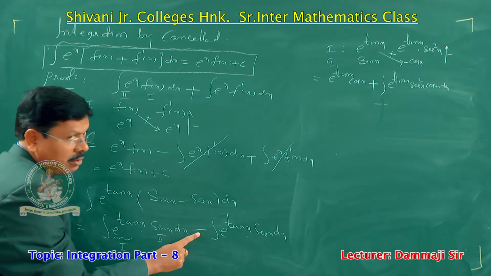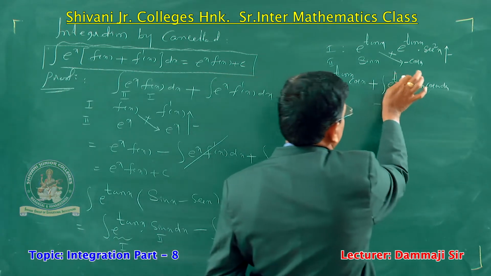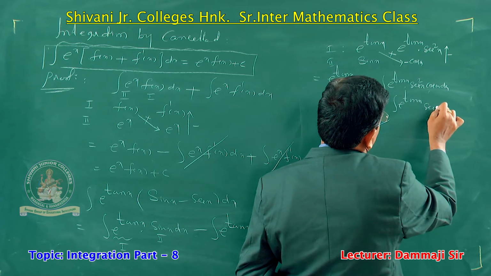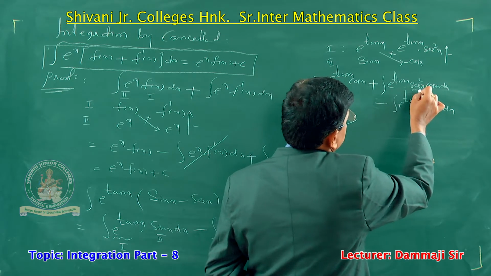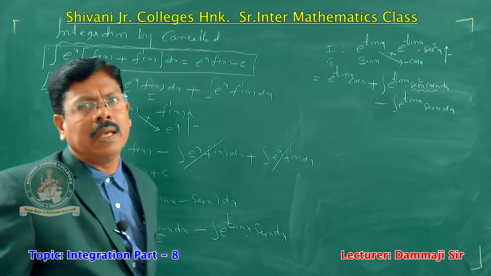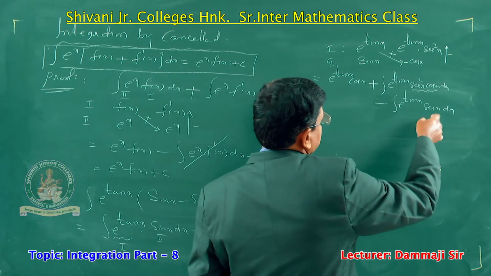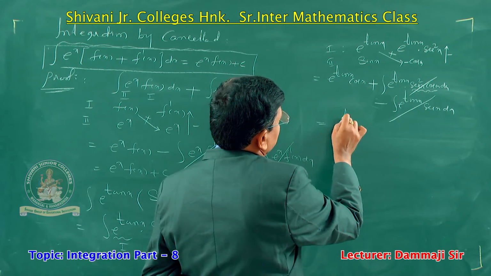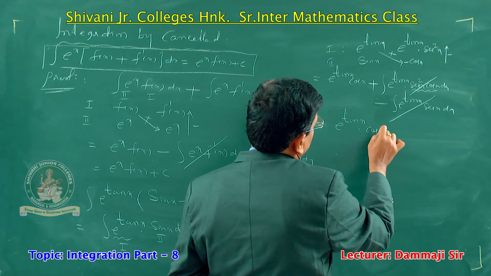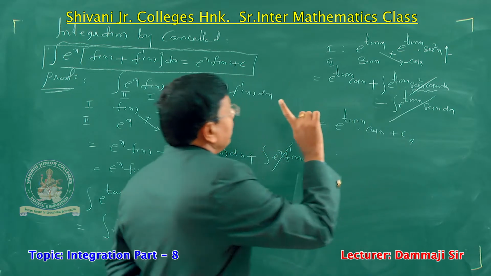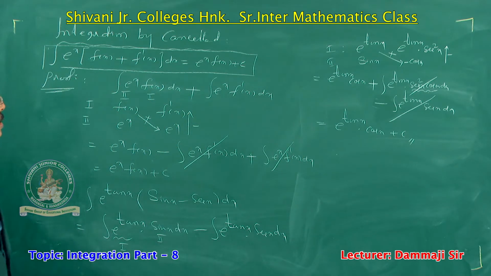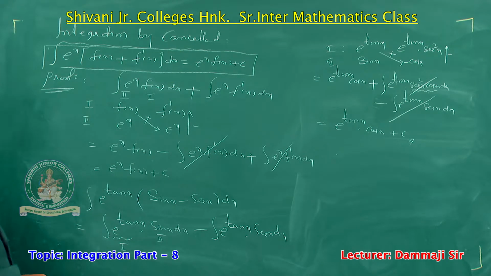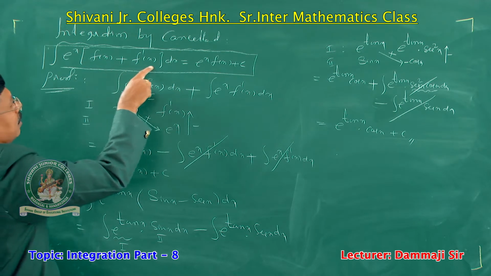Already the second term has a negative sign, so we have the result minus e power tan x secant x dx. Secant square times cos x gives secant x only, and secant x is already there, so they cancel. You have the result e power tan x cos x. So that is the result of the given problem. You can observe it: integration by parts, so it is one of the formulas.